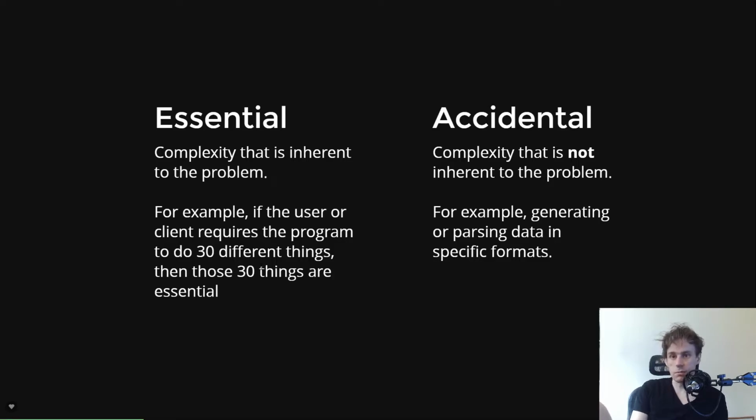Then we have accidental complexity, which is complexity that's not inherent to the problem, right? For example, generating or parsing data in specific formats, writing your own JSON decoder, or doing your own password encryption. An easy way to think about accidental complexity is that it usually comes from one of two places. It either comes from poor use of libraries or poor use of code that was already written, or alternatively, it can come from you just solving a problem inefficiently. And you're probably familiar with that last one, right?